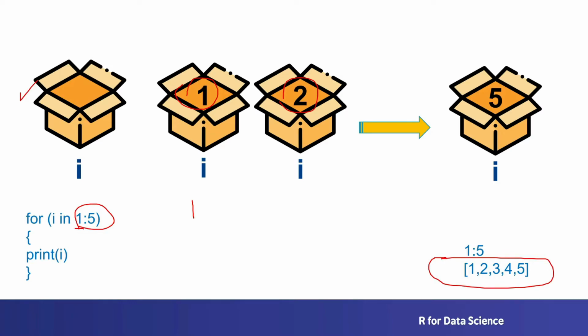Once it reaches 5, the last item in this list, the loop will say, okay, there is nothing more after 5, that's the last item. And then the loop will be broken because it reached the last item.